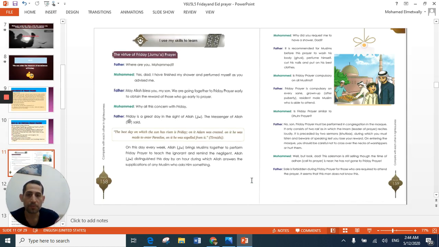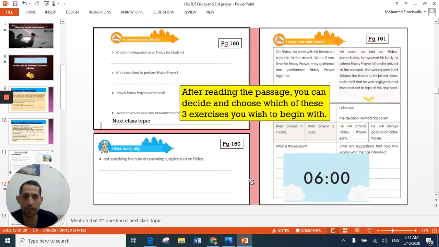Okay, here this is the page. Now this is a dialogue. I hope you read this at home with your father or mother. Read this dialogue between Muhammad and his father. Take your time and then try to answer the following questions.